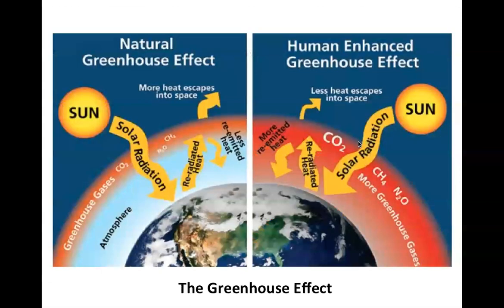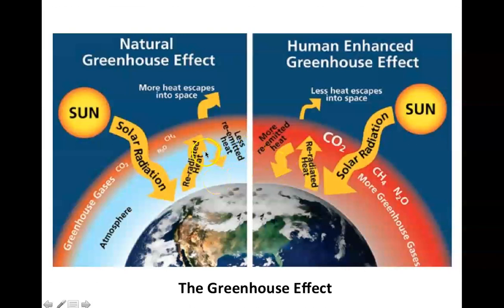Here's another picture of the same thing. So the solar radiation from the sun comes in, hits the Earth. The heat is radiated as long wave radiation. And then again, this layer of greenhouse gases traps some of it, acts like a blanket and traps some of it, and helps keep the temperature of the Earth warm.